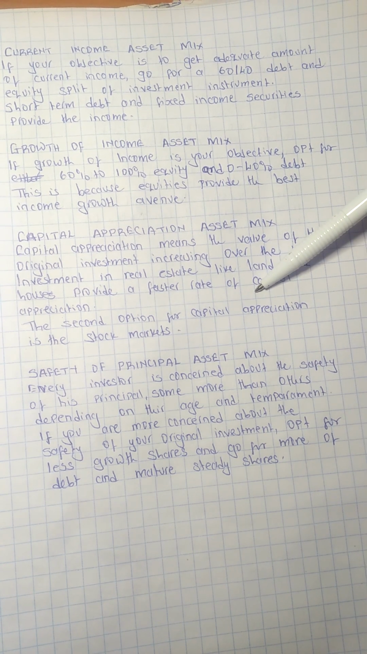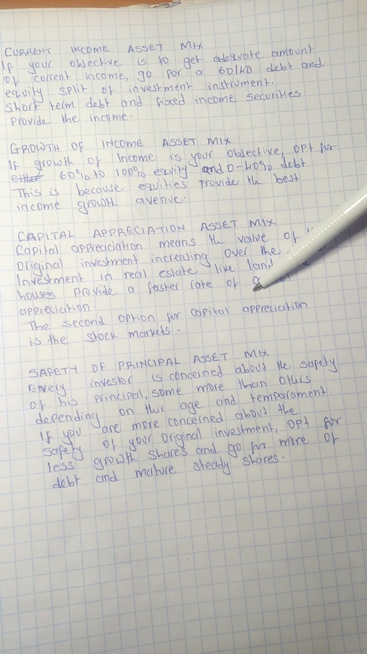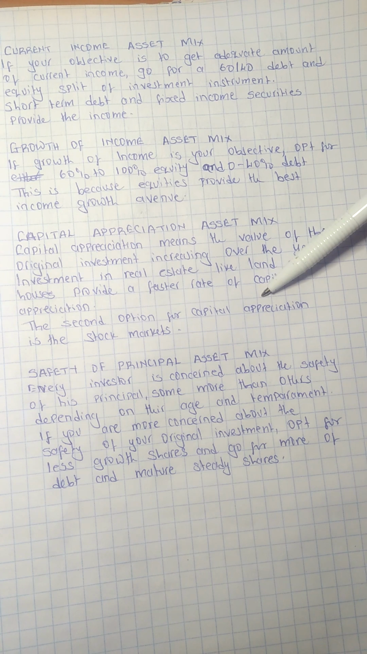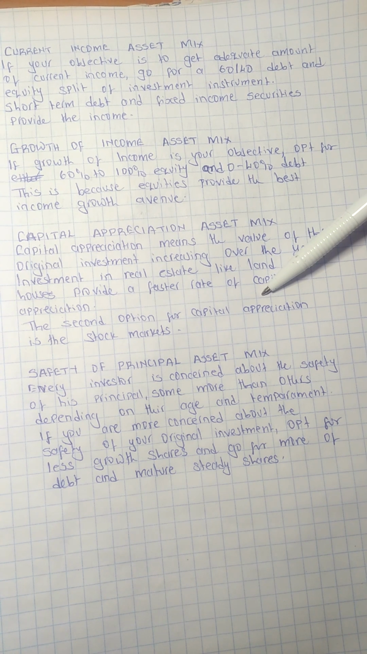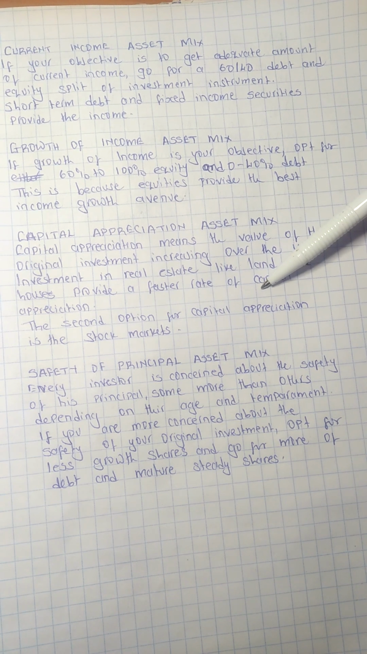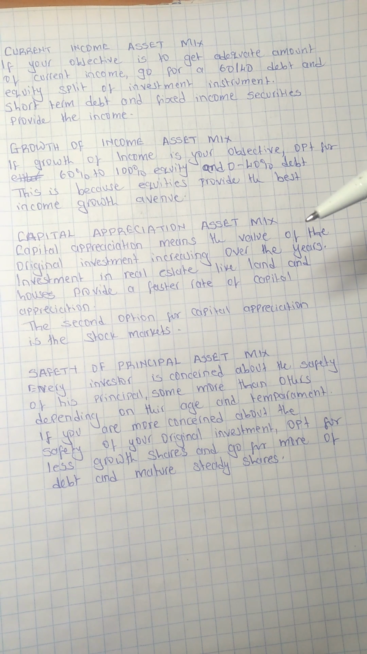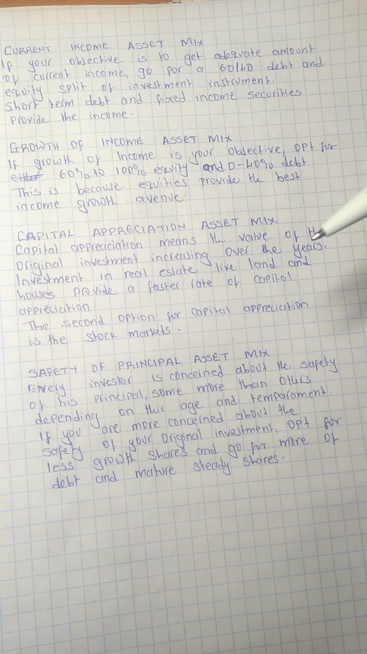Although remember, you might have liquidity issues. The second option you could go for is the stock market. That also provides capital appreciation, but not as much as real estate. However, the stock market takes care of the liquidity issue. So this is something you have to consider and ask yourself as an investor: what is more important to you? If capital appreciation is more important, invest in real estate.